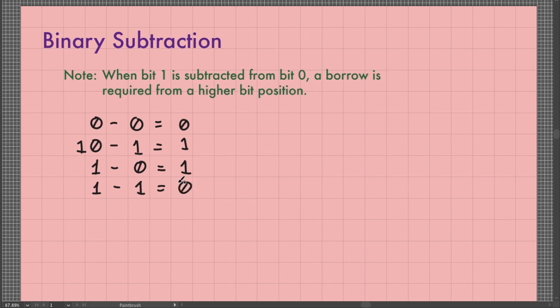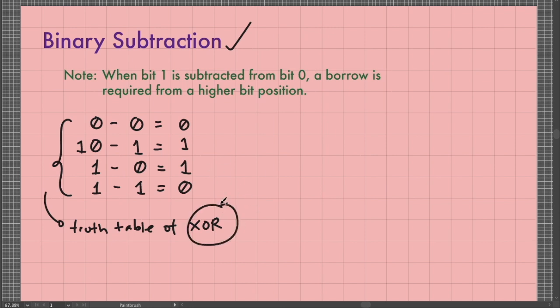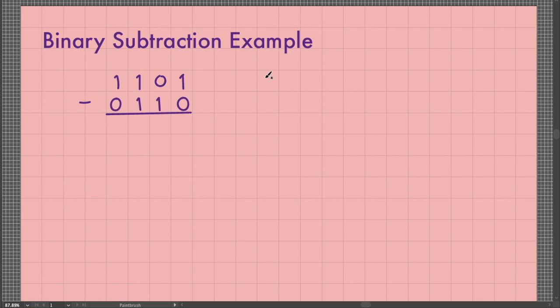For those who are familiar with logic gates, these combinations are the same as the truth table of an exclusive or, an XOR gate. Therefore, we can perform binary subtraction on 2 bits by applying the XOR operation. As an example, let's try to subtract the binary number 1101 with the binary number 0110. So let's begin with this pair.